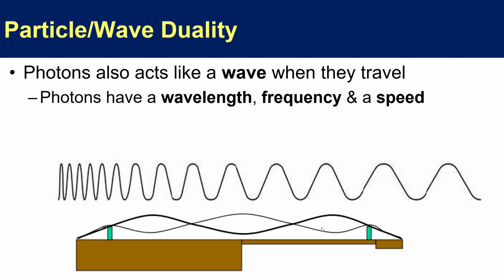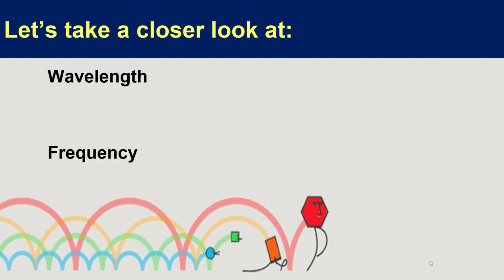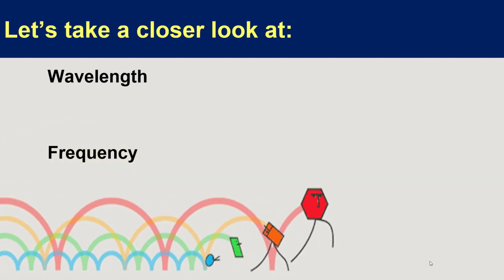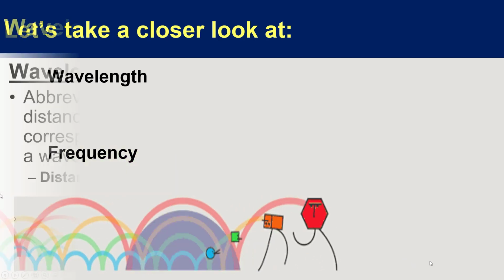Light is also considered like a wave due to the fact that when photons travel, they will have a wavelength, frequency, and a speed, as we see in this example that we are looking at right here. It wouldn't be a lesson on light if I didn't talk about wavelength and frequency, how they are similar, how they are different, and how they are related.